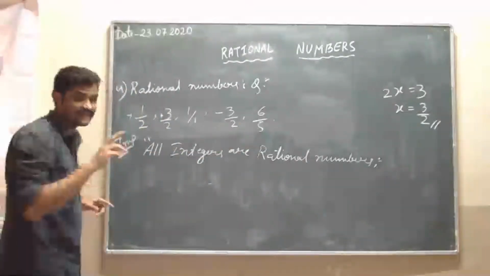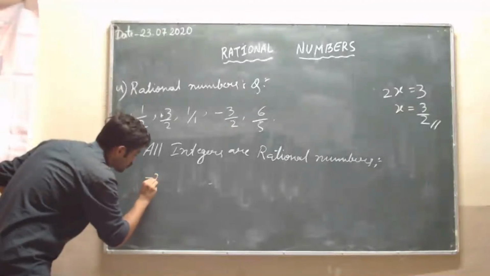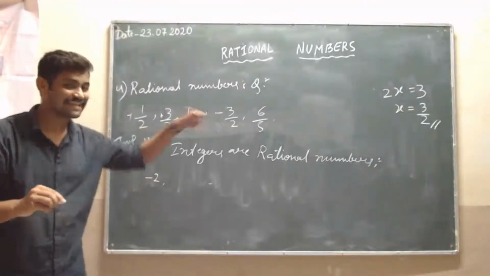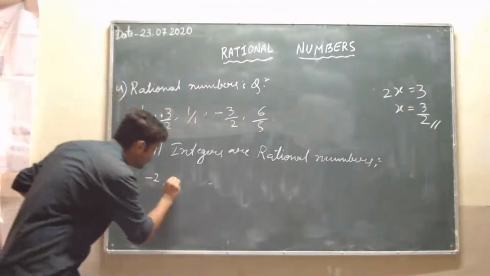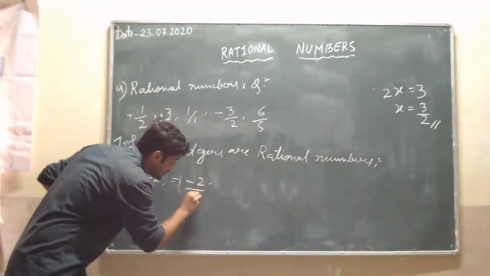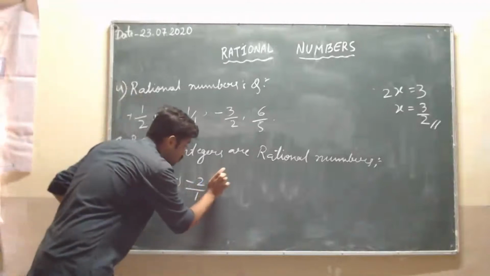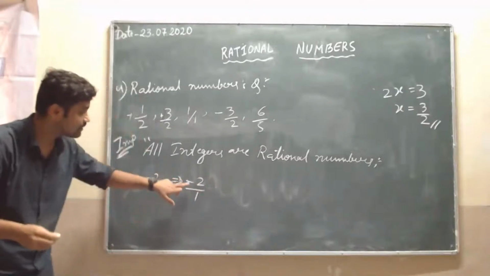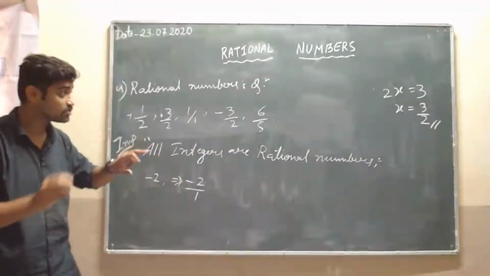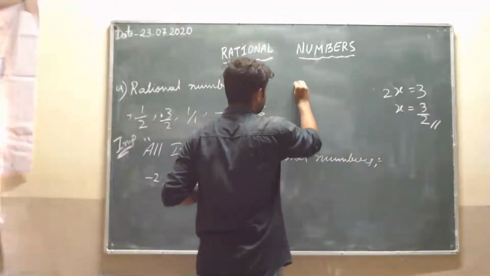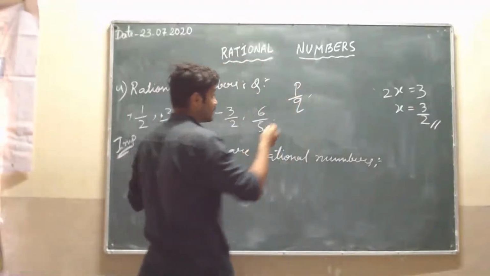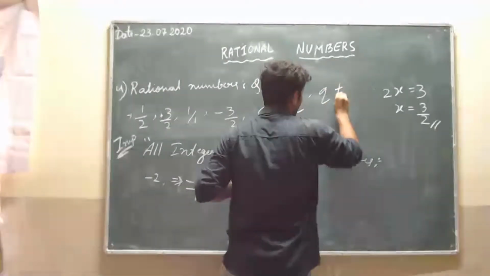First, I will take one integer, that is minus 2. Is minus 2 a rational number? Sir, simple. We will convert this minus 2 as minus 2 divided by 1. Then it will become a rational number. Actually, the general form of a rational number is p by q, where q should not be equal to 0.